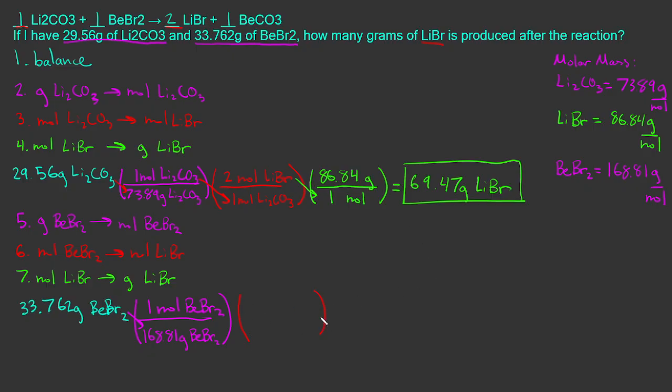Then our next step is to go from moles to moles, using the ratio from our balanced chemical equation. Moles of BeBr2 on the bottom and moles of LiBr on top. That ratio is 1 to 2, so this is 2 over 1. Lastly, our final step is the exact same as last time, going from moles to grams, with our molar mass of 86.84 grams of LiBr over 1 mole of LiBr. Units cancel each other out. Doing the math, 33.762 divided by 168.81 times 2 times 86.84, you should get 34.74 grams of LiBr.